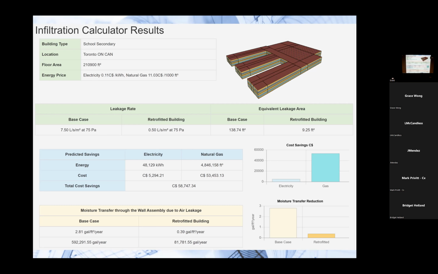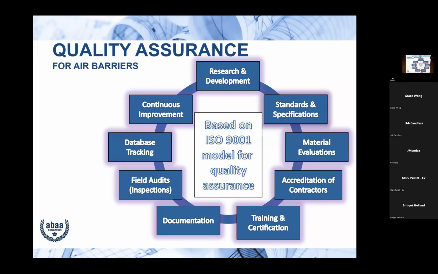So we have the quality assurance. We found that no one thing can help you guys. We have to have proper standards. We have to have proper specs. We have to have evaluation. We have accreditation of contractors, training and certification of installers, site audits, and so on. That we can help you get a building built right.